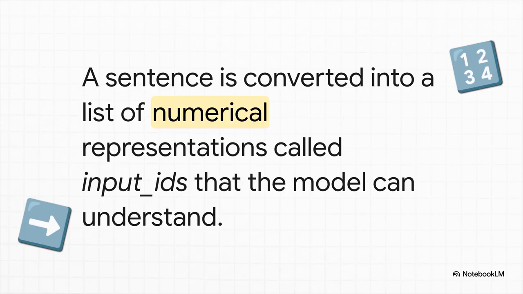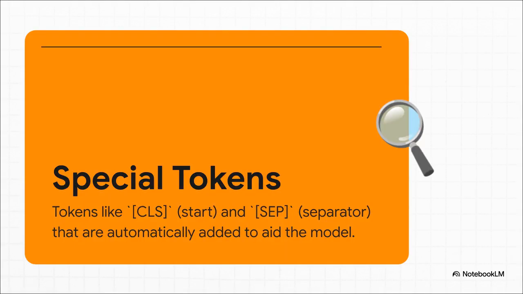Each of these numbers, or input IDs, is a reference to a word or even a piece of a word in the model's massive vocabulary. This is what the model actually sees when you give it text. Now, the tokenizer doesn't just swap words for numbers. It also adds in some helpful little markers called special tokens. For a model like BERT, it'll stick a CLS token at the very beginning of your input, and it uses a SEP token to show where one sentence ends and another begins. Think of them like punctuation marks that give the model critical clues about the structure of your text.